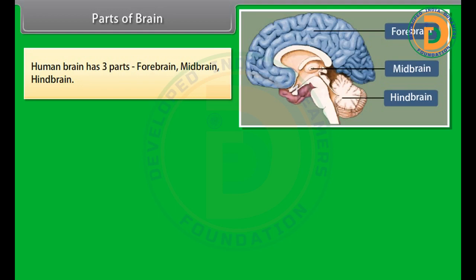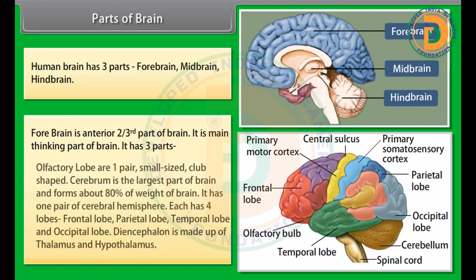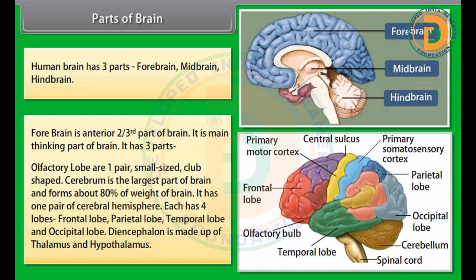Parts of brain. Human brain has three parts: forebrain, midbrain, hindbrain. Forebrain is the anterior two-third part of brain. It is the main thinking part of brain. It has three parts. Olfactory lobes are one pair, small-sized, club-shaped. Cerebrum is the largest part of brain and forms about 80% of the weight of brain. It has one pair of cerebral hemispheres. Each has four lobes: frontal lobe, parietal lobe, temporal lobe, and occipital lobe.